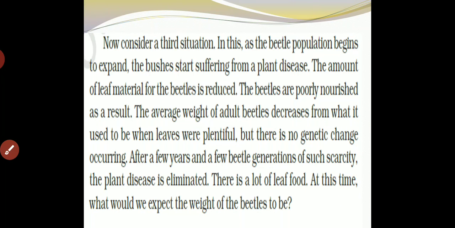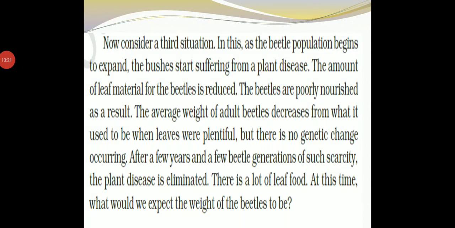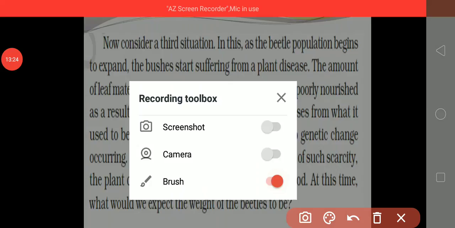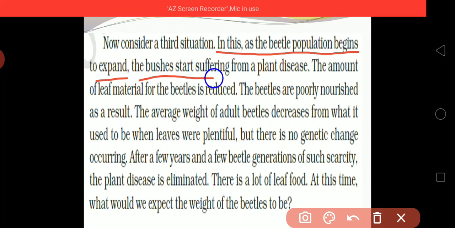Now consider a third situation. In this third situation, you can see that as the beetle population begins to expand, the bushes start suffering from plant disease. The bushes have started suffering from plant disease. In the third case, the bushes which are there are suffering from the plant disease.